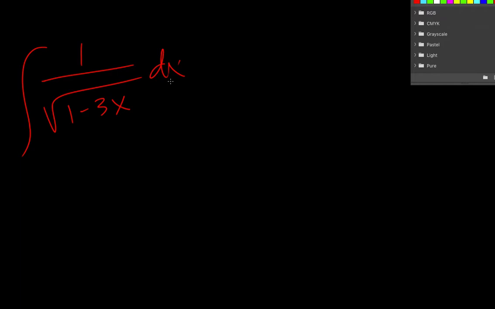Okay, the next thing is 1 over the square root of 1 minus 3x. Okay, and we want to first rewrite this as 1 minus 3x raised to the negative 1/2. And now we're going to take the antiderivative.